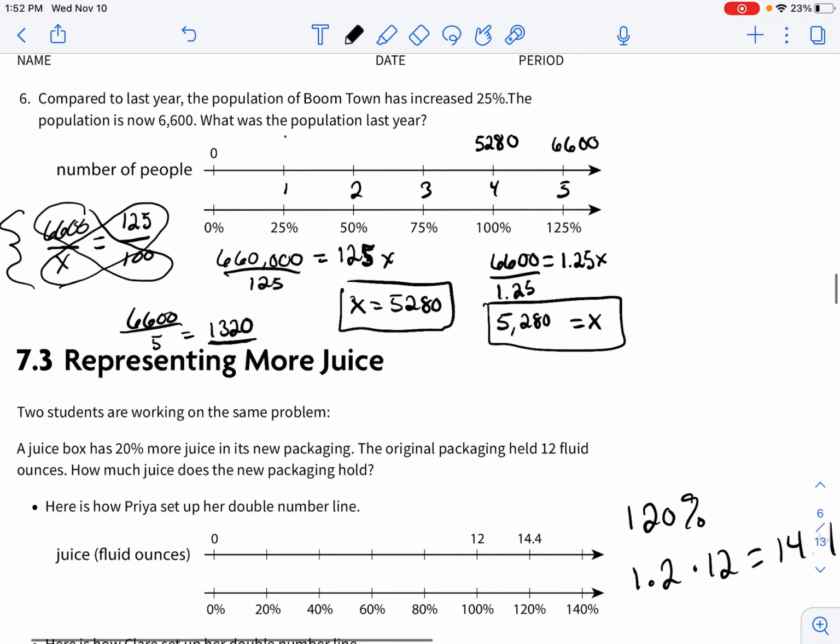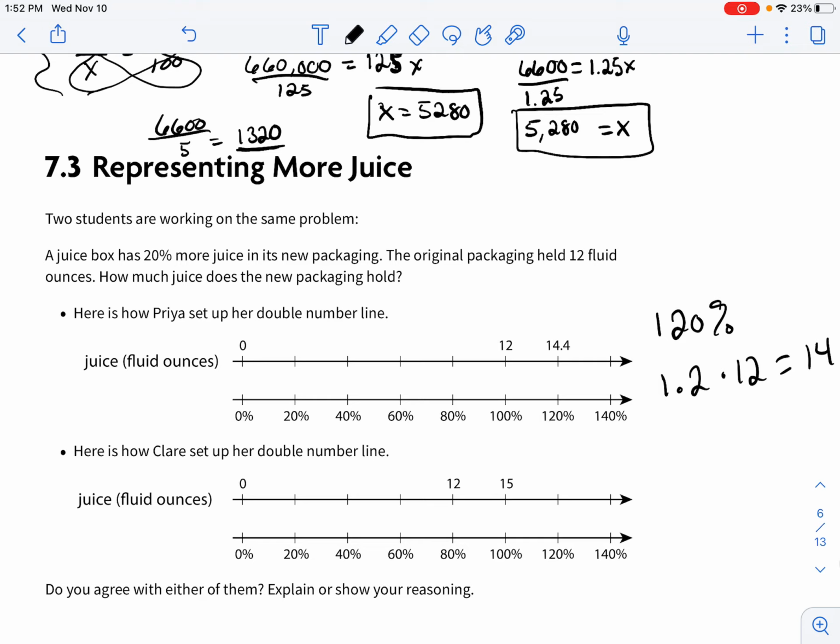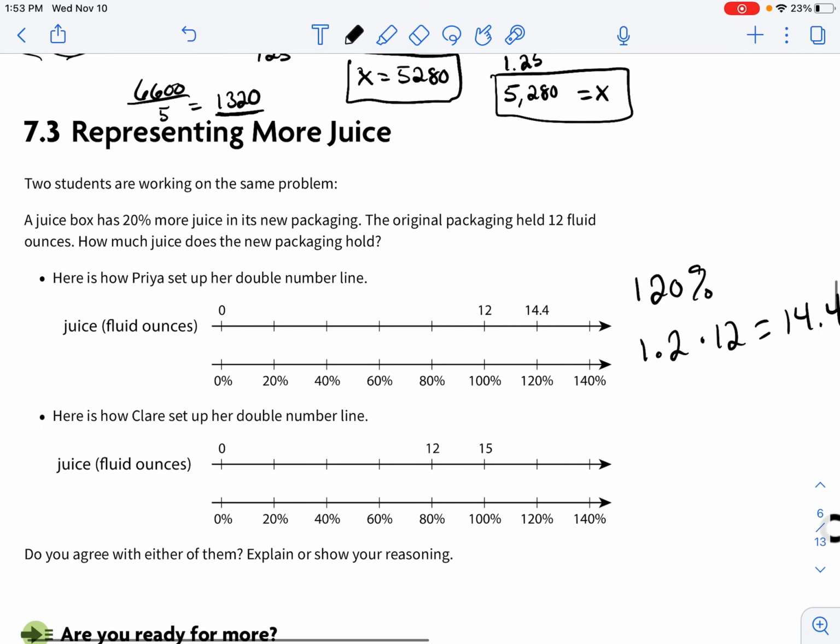All right, 7.3. It says a juice box has 20% more juice in the new packaging. The original packaging held 12 fluid ounces. How much juice does the new packaging hold? So it wants us to determine which student wrote the correct one. Priya did this one right here, and then Carly did this one right here.